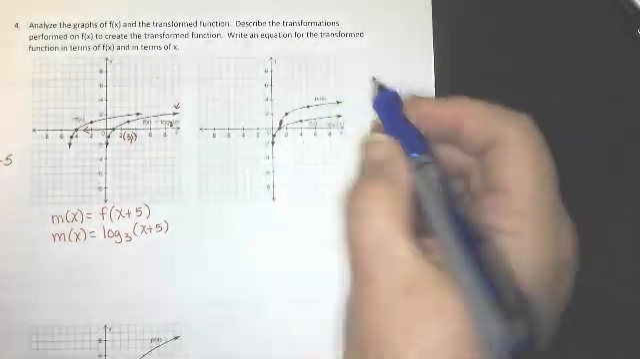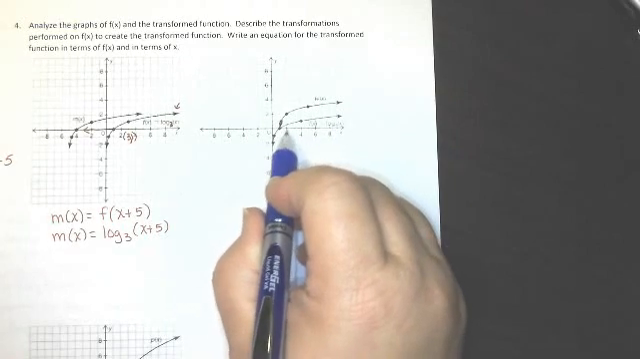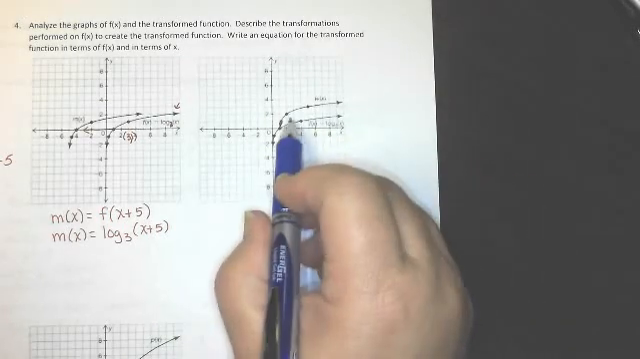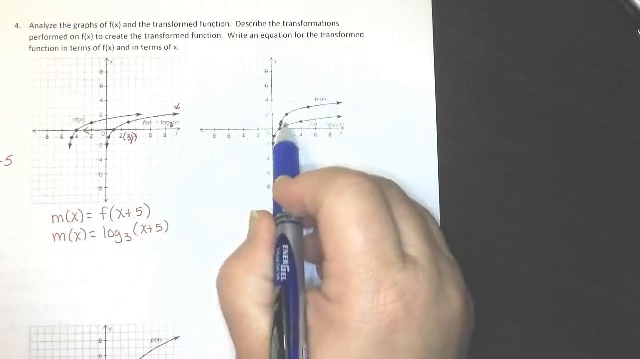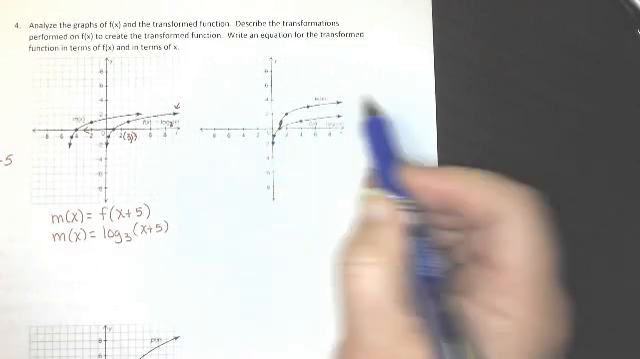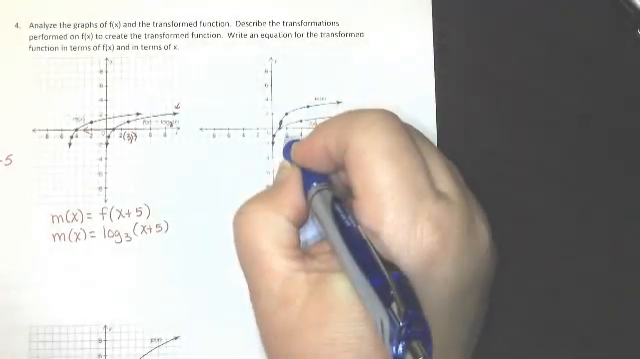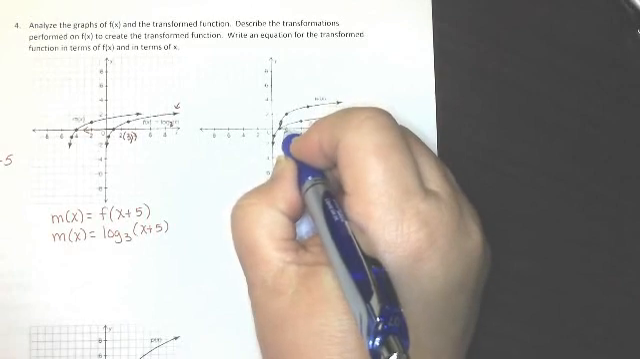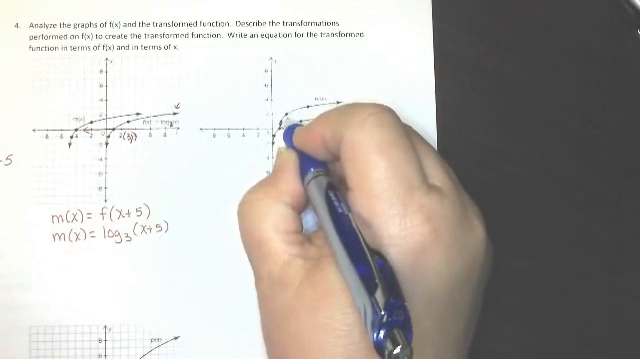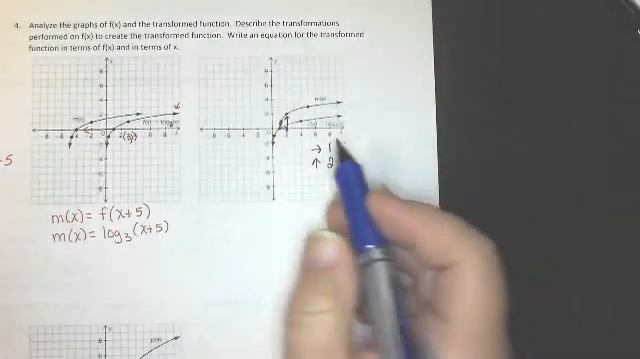This one is log base 4 of x. We could tell by counting over, it goes to 4, 1. And now let's look at w of x. It does this 1, 2, 3, up 1, 1, 2, 3, up 1. So there's no reflection, there's no dilation. It just moved to the right 1 and up 2. So right 1, up 2.